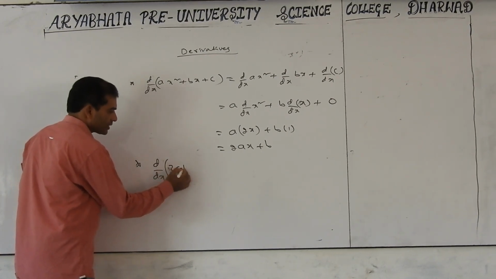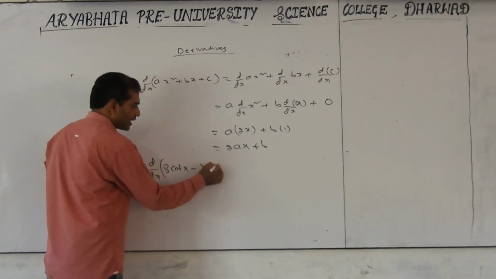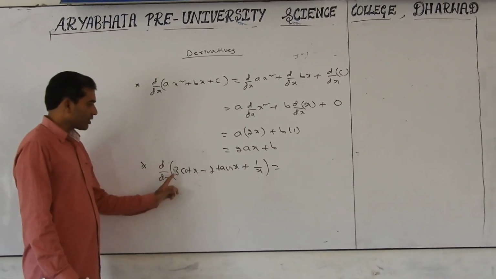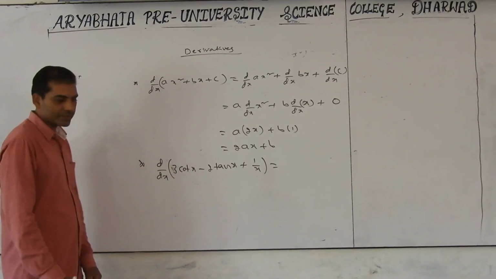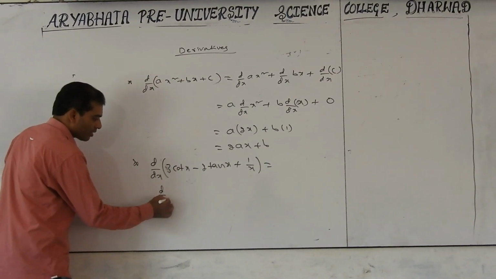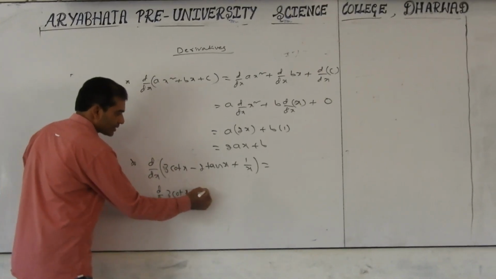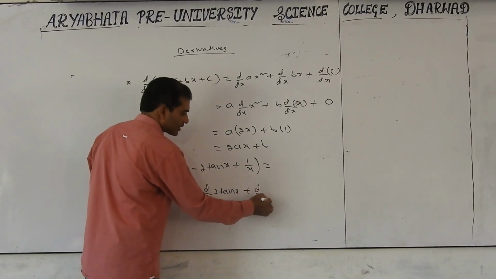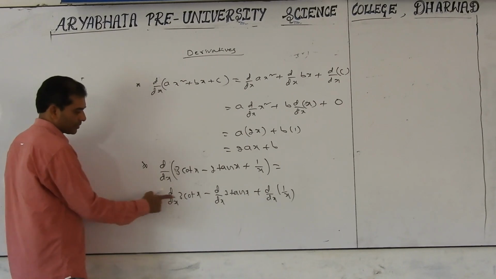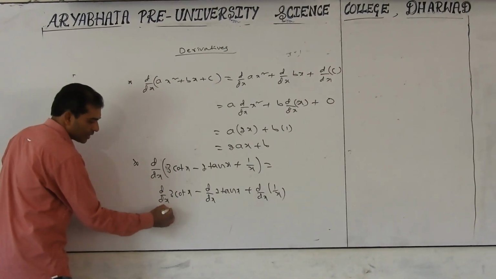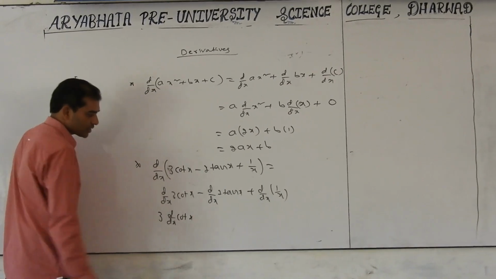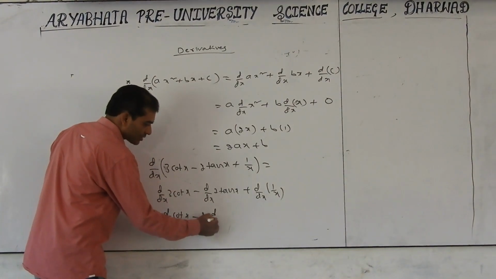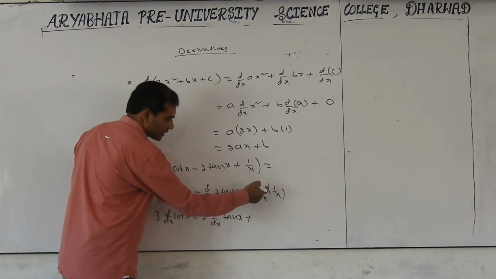Next question, d by dx of 3 cot x minus 2 tan x plus 1 by x. Splitting here, d by dx of 3 cot x minus d by dx of 2 tan x plus d by dx of 1 by x. You can write direct also. 3 into d by dx of cot x. Just for understanding, I am discussing basics. Minus 2 into d by dx of tan x plus 1 by x.